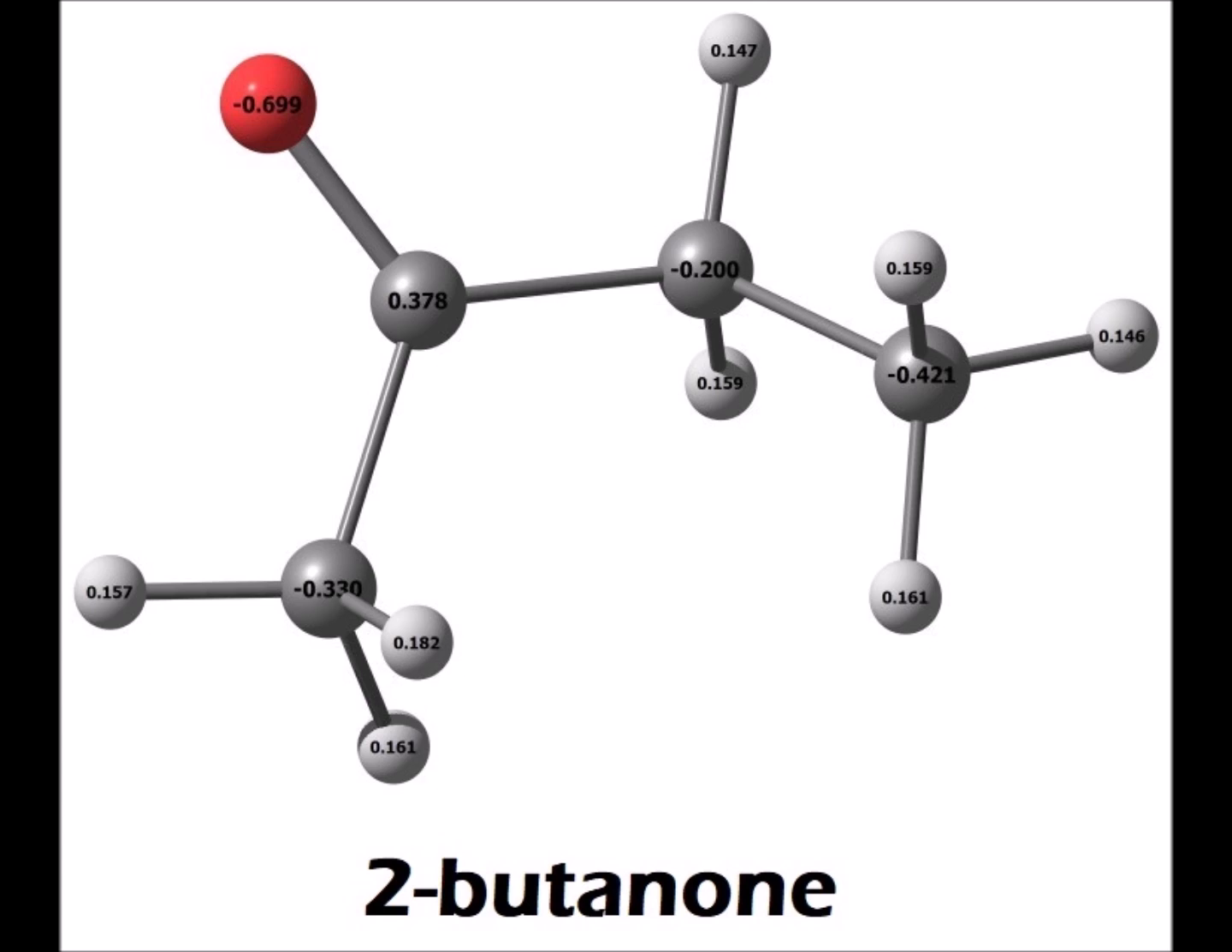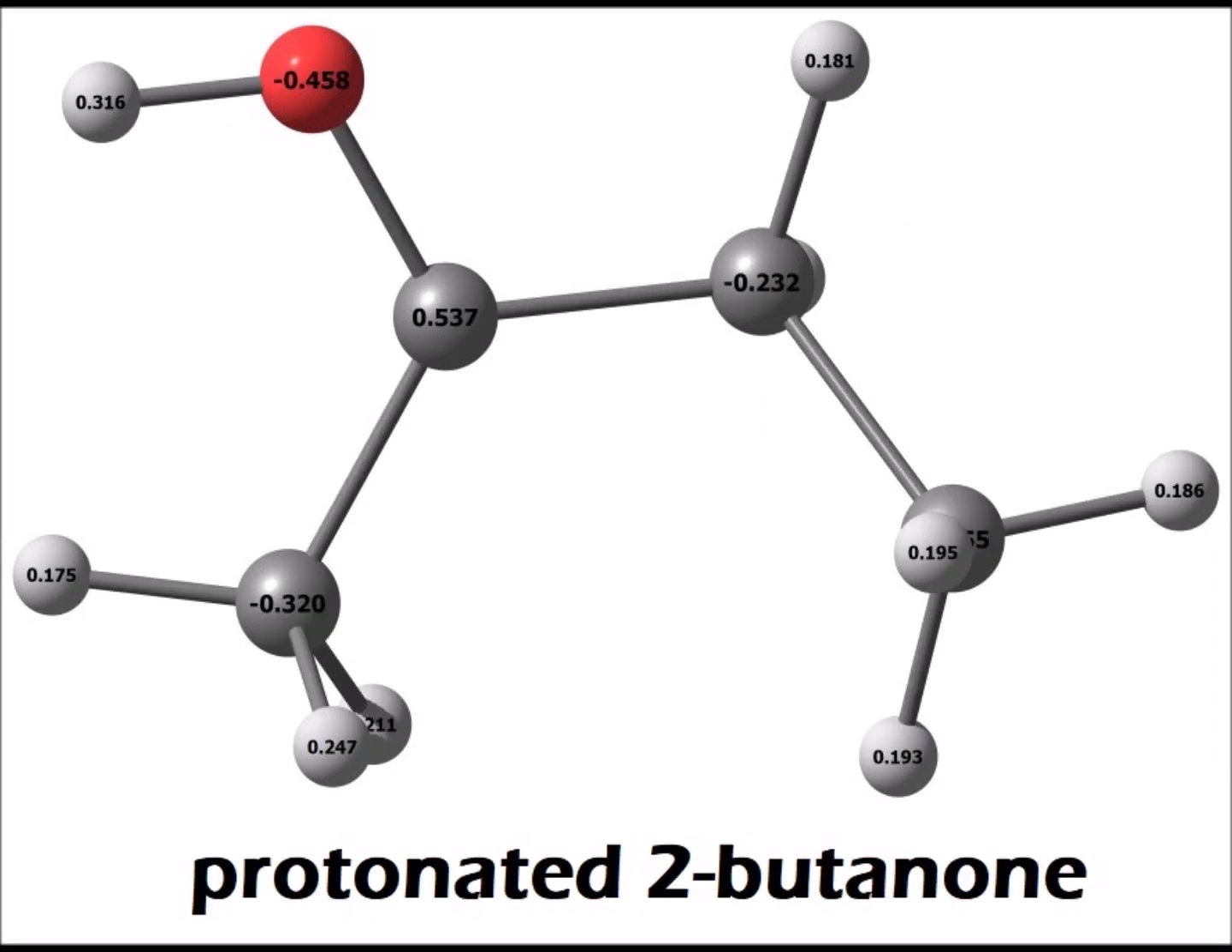For the ketone 2-butanone, the partial charge on this carbonyl carbon is 0.378. If we have the protonated 2-butanone, then the partial charge on the carbonyl carbon is now computed to be 0.537.